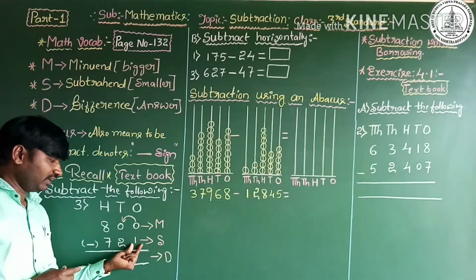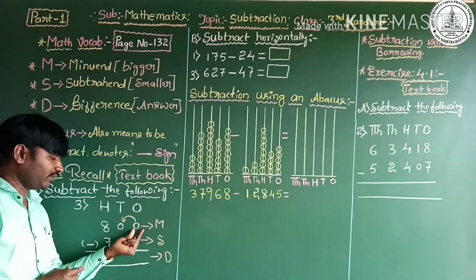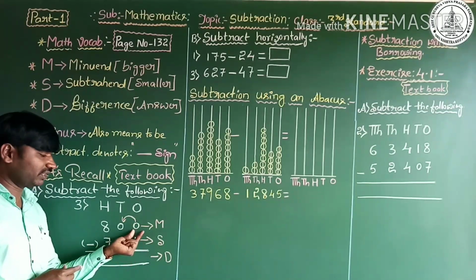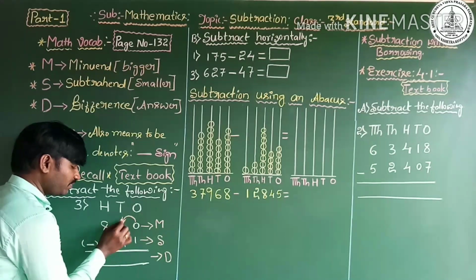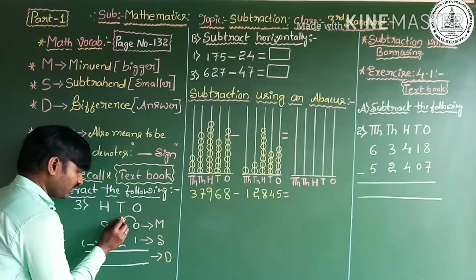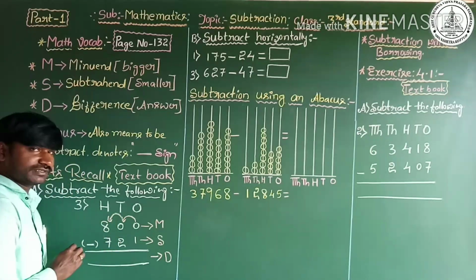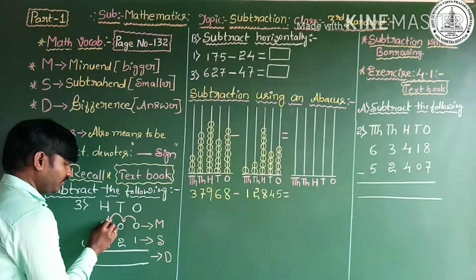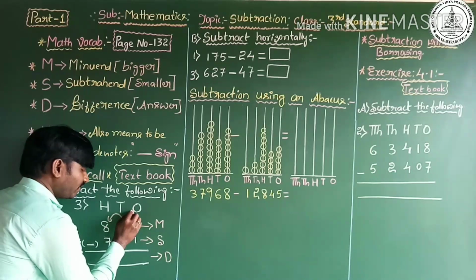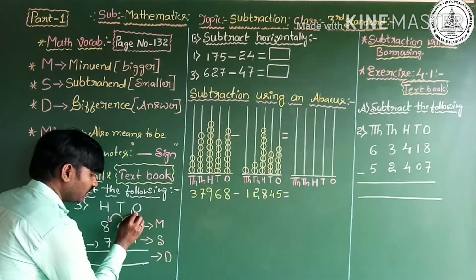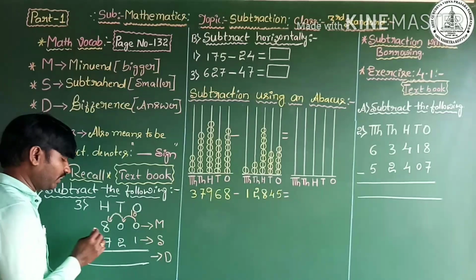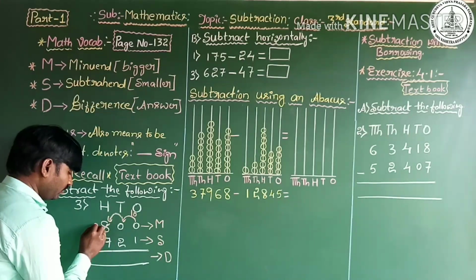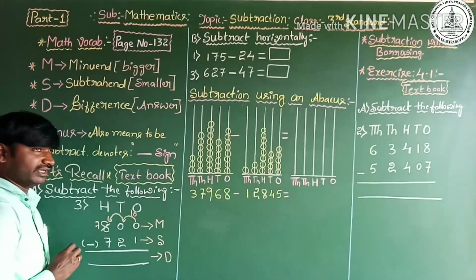Compare these two: 1 is bigger than 0. So you take a borrow, but the tens place is also 0. So you come back to the hundreds place and take one borrow here. That value becomes 10. The next, here 8 becomes 7.